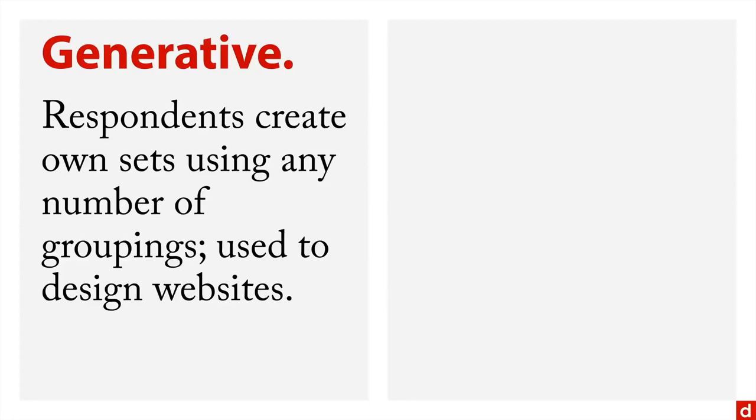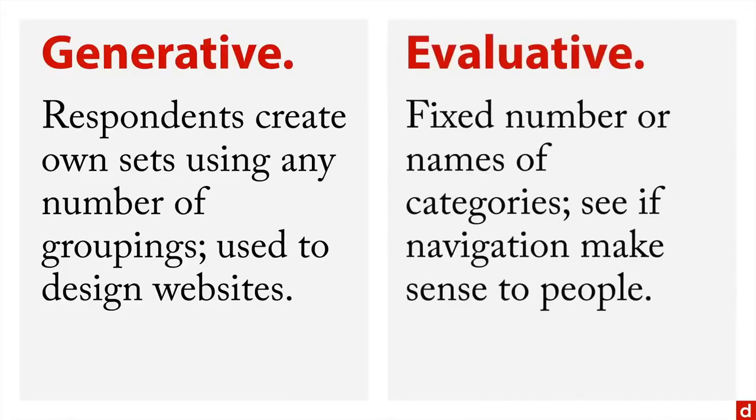On the other hand, if you've already created a website, then you can do an evaluative card sorting. This is where you have a fixed number or fixed names of categories, like for instance, the way you've set up your menus already. And then you see if people naturally put the cards into these various categories that you've created. That's a way of verifying that your hierarchical structure makes sense to people.